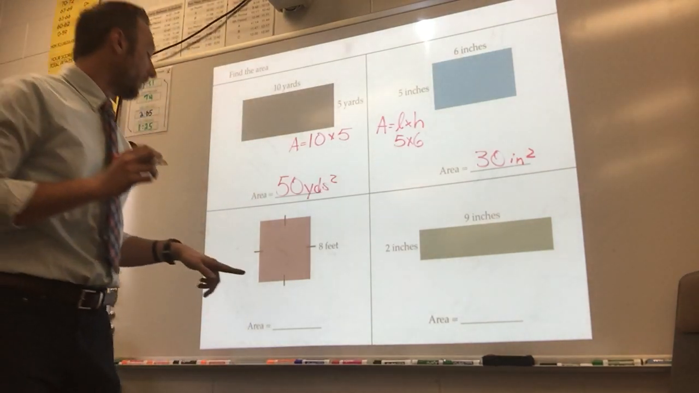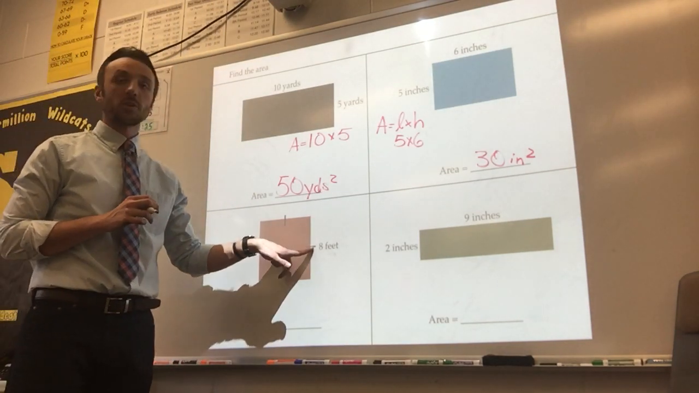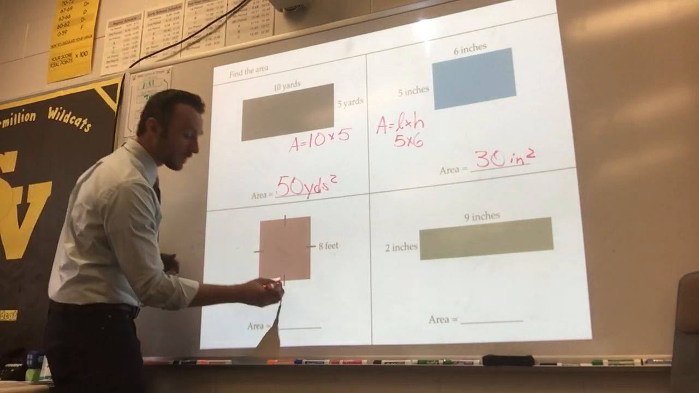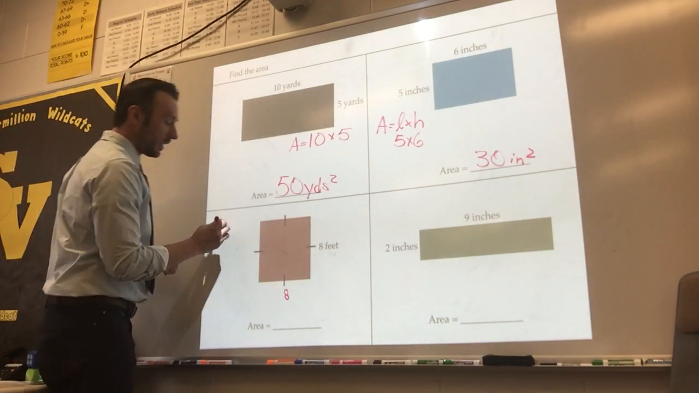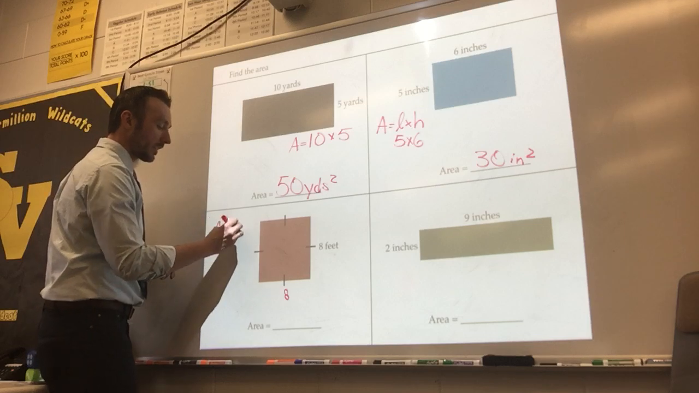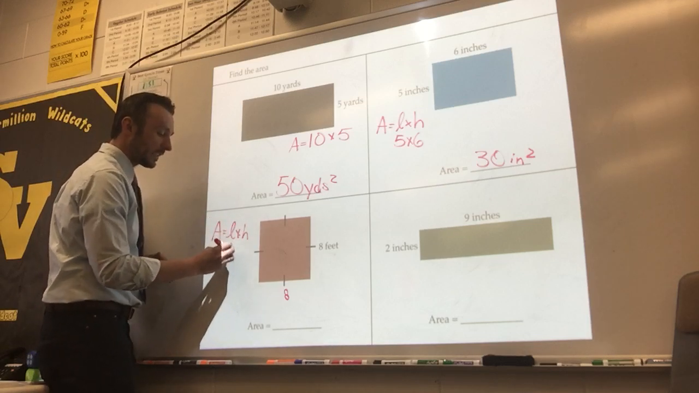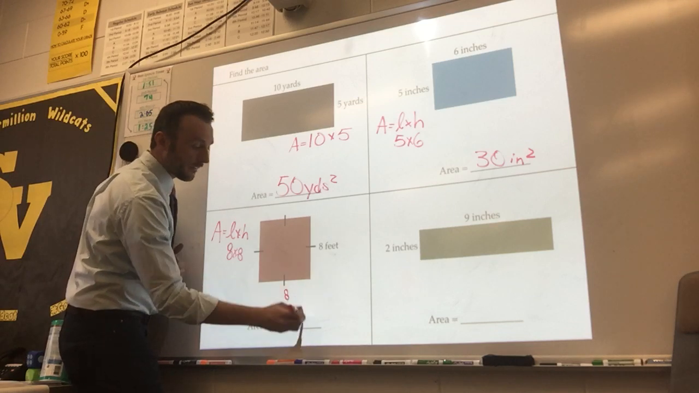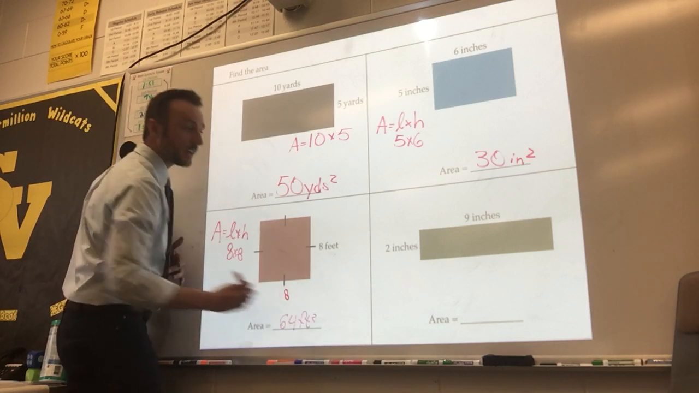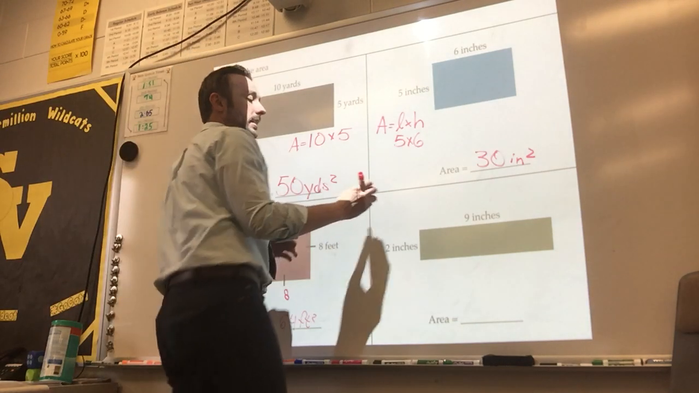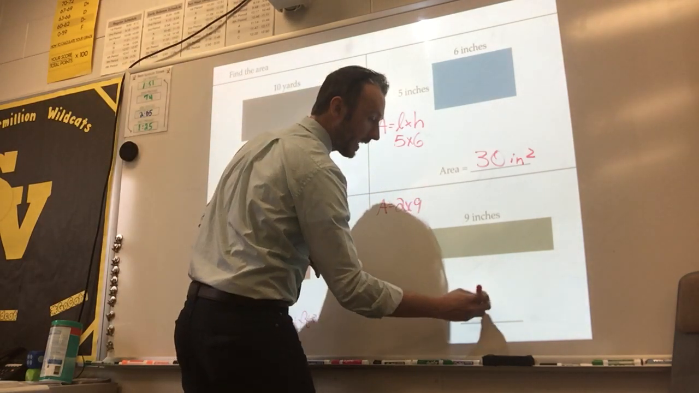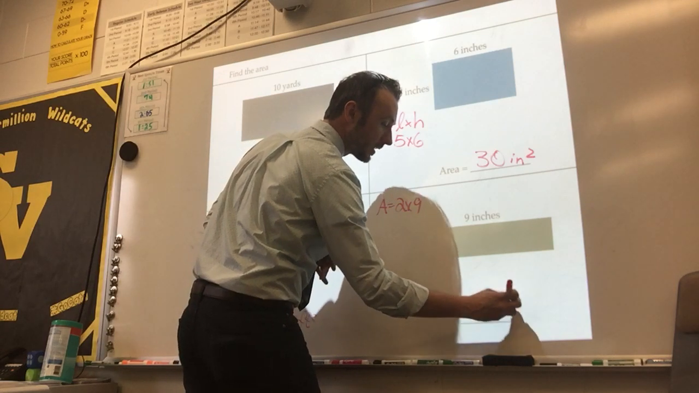All right, this, we have one of our dashes, one of our hash marks. If we have one there and one there, we know those are both 8s. So area equals length times width, which is 8 times 8, which means it's 64 feet squared. Last but not least, area would equal 2 times 9, so it would be 18 inches squared.